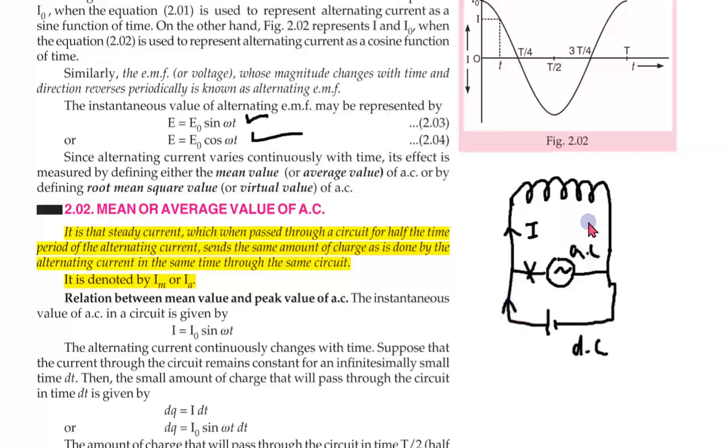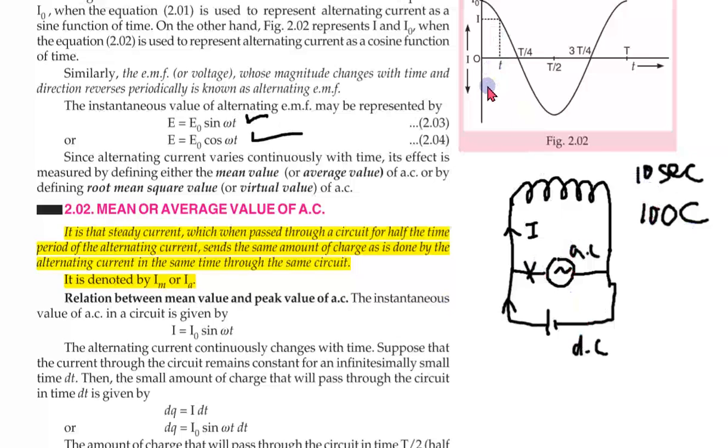DC current for 10 seconds. Suppose 10 seconds times 10 seconds. This DC current sends 100 coulomb of charge to this heater. Let this 10 seconds be the half period of the AC.